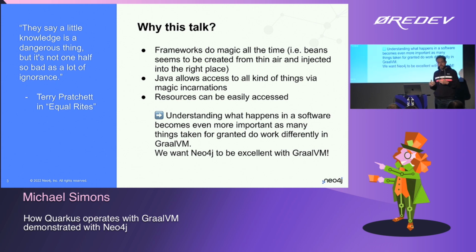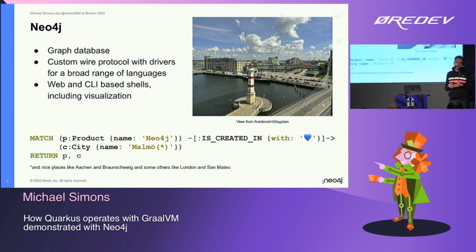What we want to do as a vendor here is we want to make the access to Neo4j, to our product, as frictionless as possible. We have a custom wire protocol with drivers for a broad range of languages like .NET, Python, and of course Java. And to make that wire protocol work, I need to do stuff like SSL. I need to have proper transports. I need to have proper byte buffers and all of that stuff. And we're using Netty for it. And that was our undertaking to deal and to learn about GraalVM and what it actually does.